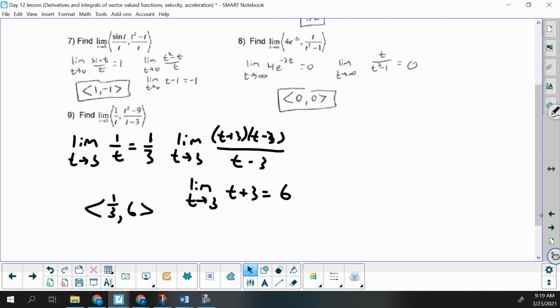In 9, as t approaches 3, you can just do direct substitution in the first one to get 1/3. Second one, we can factor the numerator, divide out our t minus 3, then do direct substitution to get 6 for the second part.